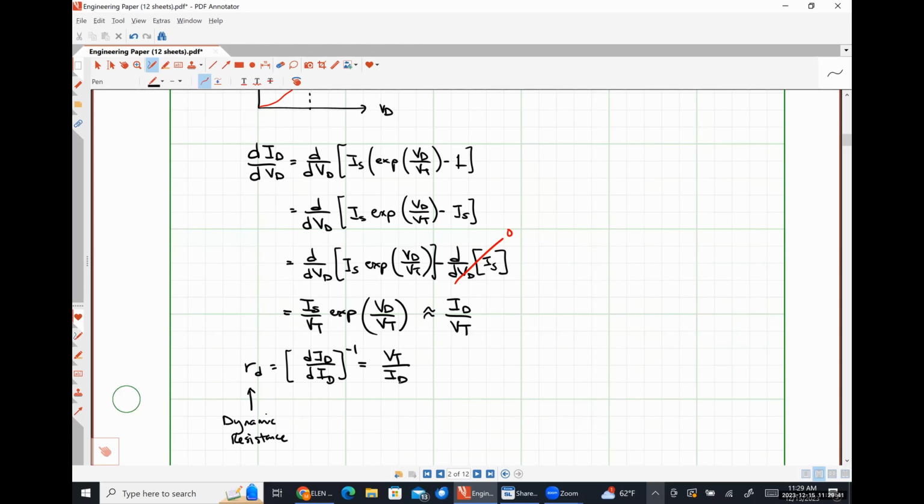Oh yeah, definitely shouldn't be the derivative of ID over ID, because that doesn't make any sense. Thank you for that, Brody.